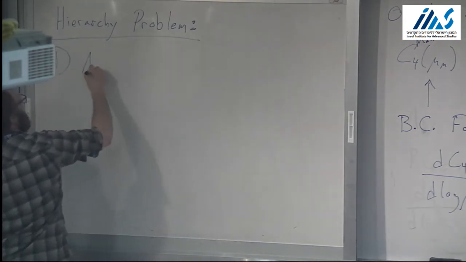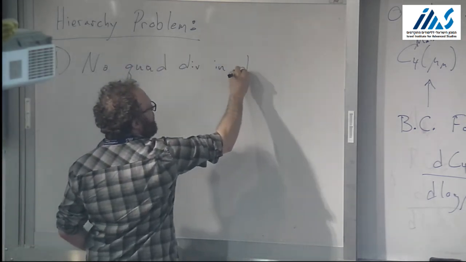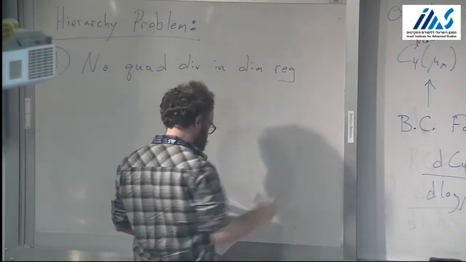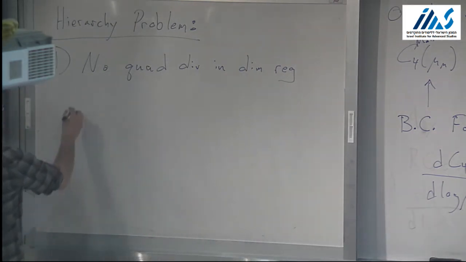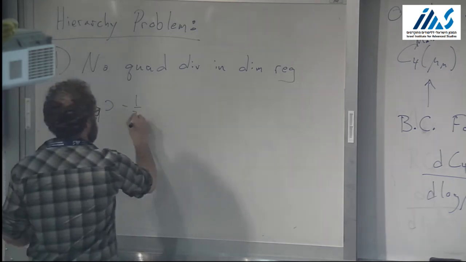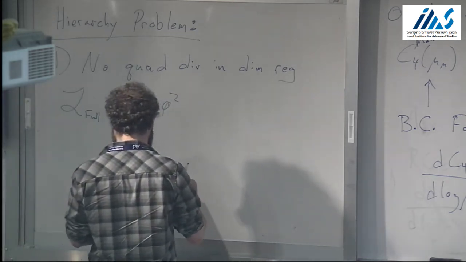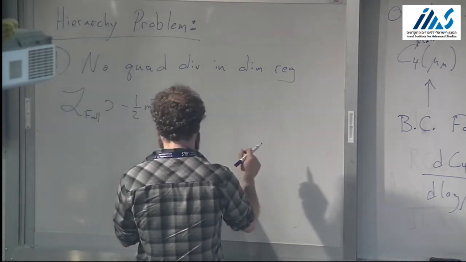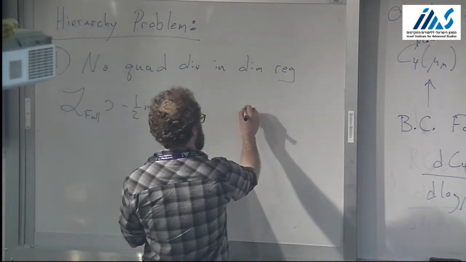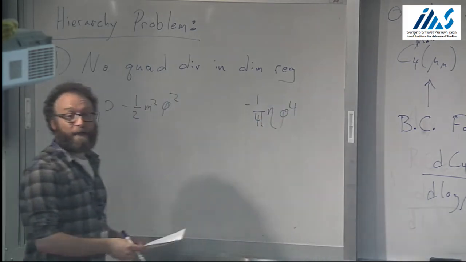Step 1 is no quadratic divergences in dim reg. Now I'll just write the Lagrangians again just to be really complete, and I'll keep the mass parameters now. So let's do this first. I'm going to leave some space for them. I want to do this without the heavy particle first, yeah?